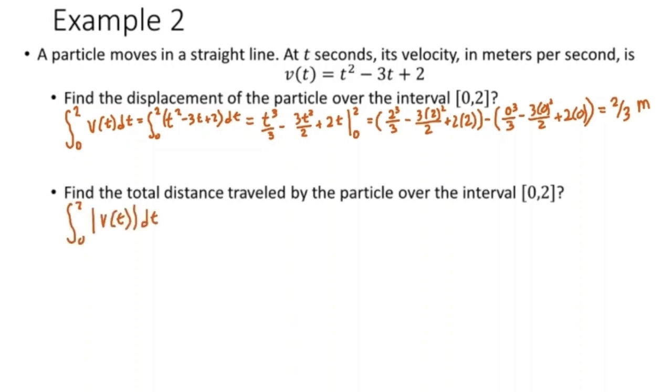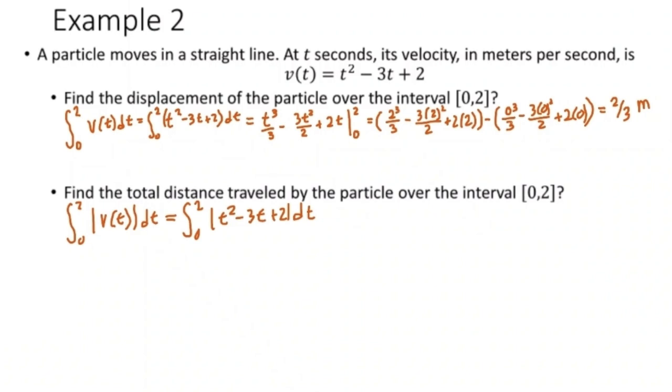So here, we're going to evaluate our integral from 0 to 2 of the absolute value of velocity. Since we know what v of t is, that means we're trying to evaluate the integral from 0 to 2 of the absolute value of t squared minus 3t plus 2. Absolute values are a little tricky when it comes to integration. The strategy is to try to break up our integral so that we can evaluate the absolute values.